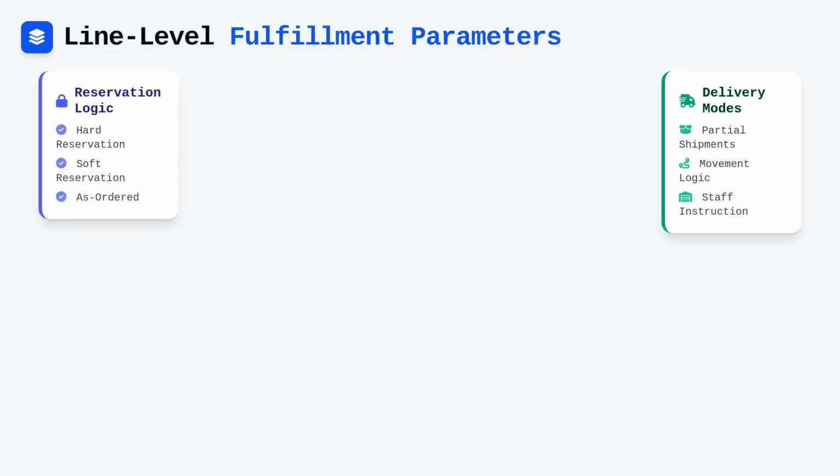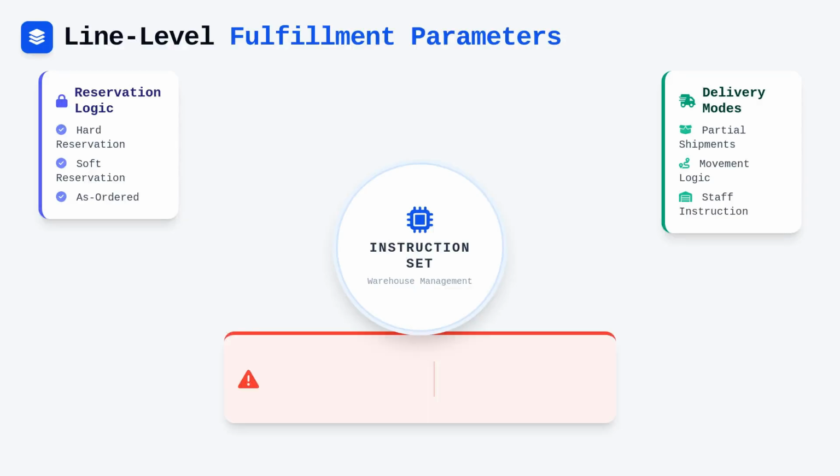These settings are not merely informational. They act as a direct instruction set for the warehouse management modules. If we fail to configure these line-level constraints correctly, we introduce the risk of overshipping or logistical conflicts during the fulfillment cycle. Therefore, it is architecturally significant to align these line parameters with our overall inventory strategy.